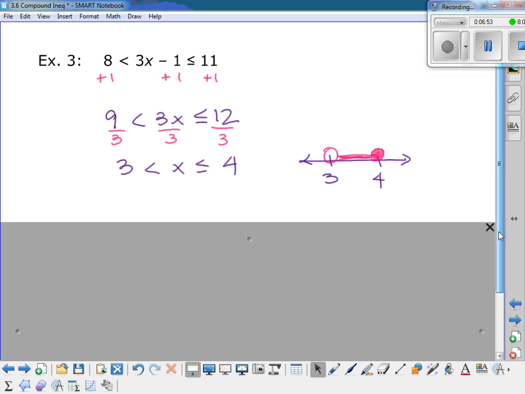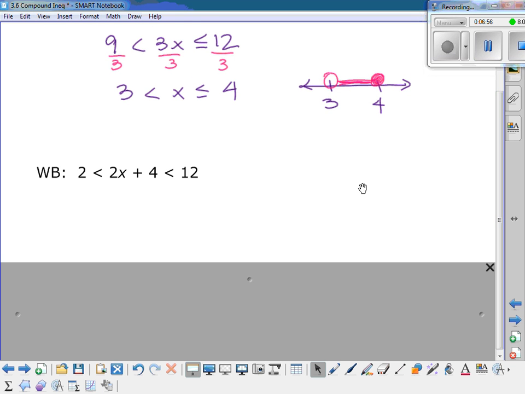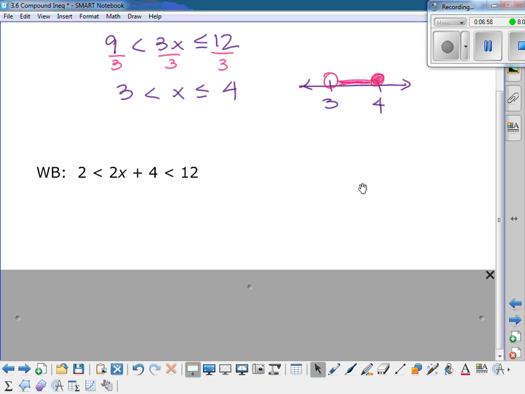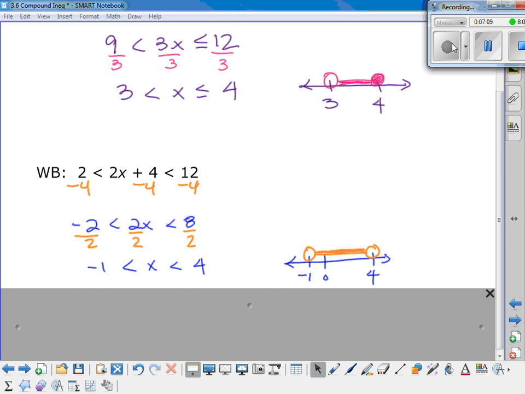All right, so this next one is for you guys to do on your whiteboards. Solve it and graph it, please. Okay, so it looks like most of you got it. First you had to subtract the 4 from both sides, and then you had to divide by 2, so -1 is less than x, which is less than 4. So open circles, all real numbers between -1 and 4.